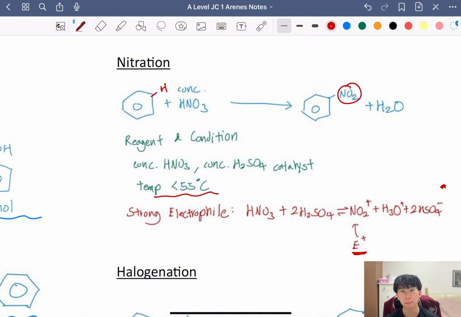And once again, I must emphasize, do memorize all the reagents and conditions. It will also help if you memorize the products or the side products of the reaction itself, because you do not really want to spend some time to try and balance the equation during the exam.